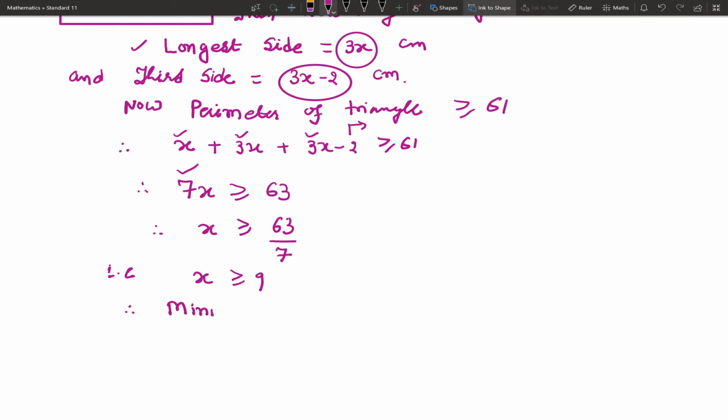Therefore the minimum length of the shortest side is equal to 9 centimeters.